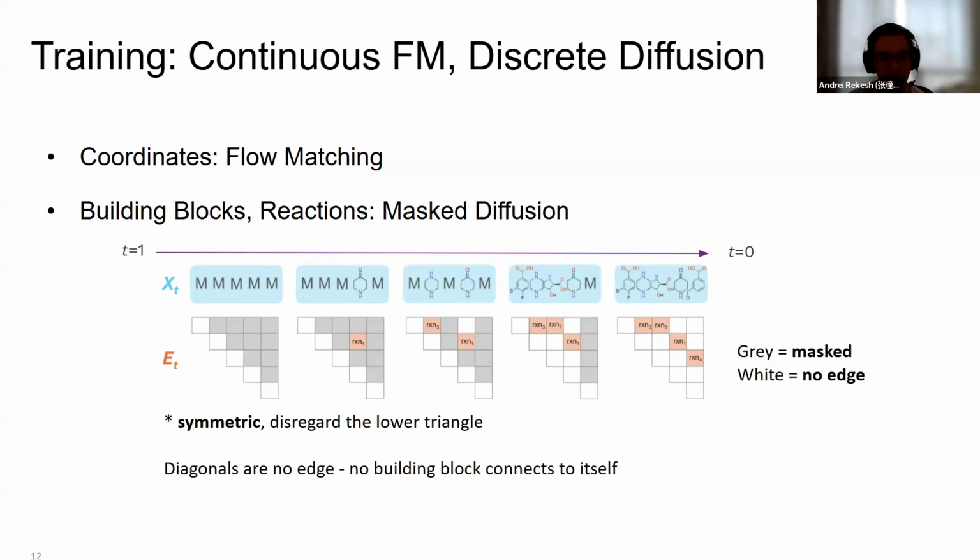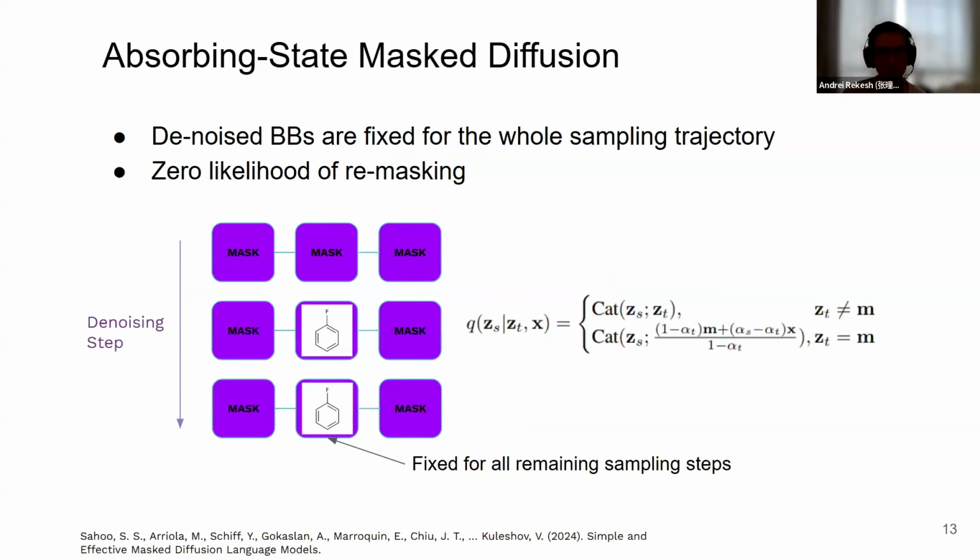The diagonals are hardwired to no edge because there's no reaction from a building block to itself. And as we denoise over time and get closer to t equals 0, the mask tokens flip to individual building blocks and reactions until we have a graph that fully specifies a molecule. So we use the simple and effective masked diffusion language model flavor of masked diffusion. This is an absorbing state masked diffusion model that comes with a couple of really simple simplifying assumptions.